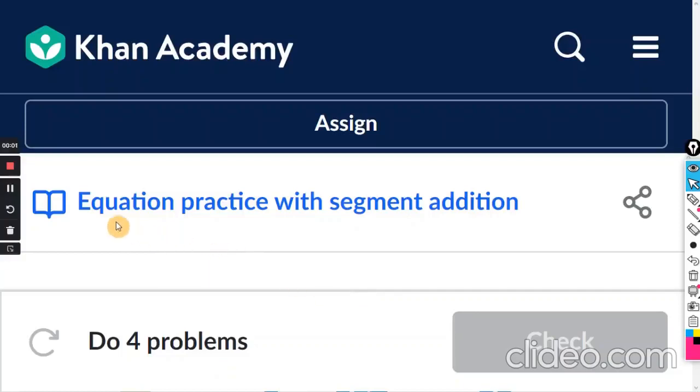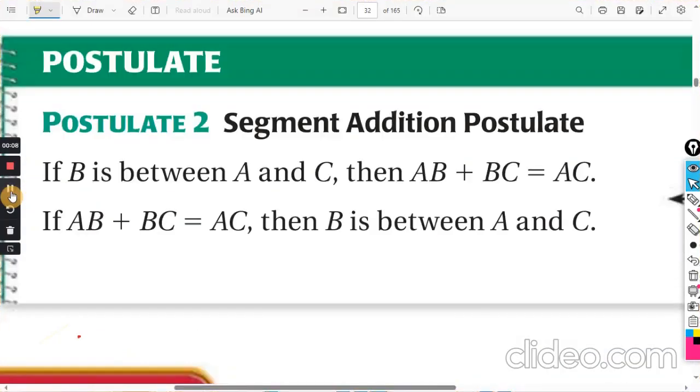This will be for the exercise, equation practice with segment addition. So for this exercise, we're going to be using the segment addition postulate. And the segment addition postulate says if B is between A and C, then AB plus BC equals AC. Okay, let's look at that on the diagram.